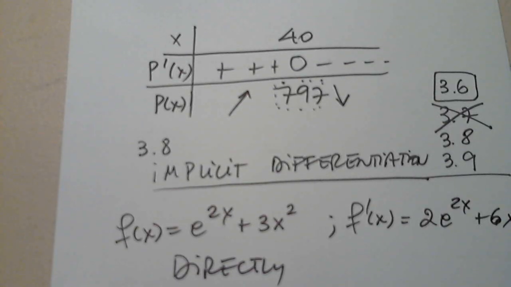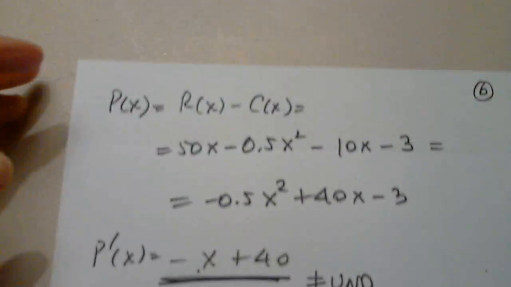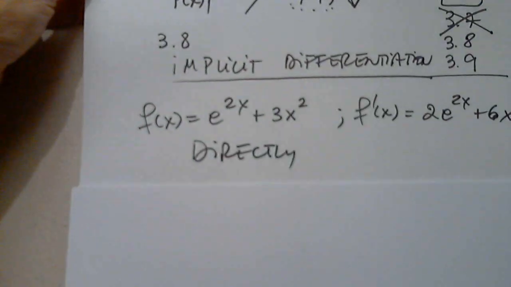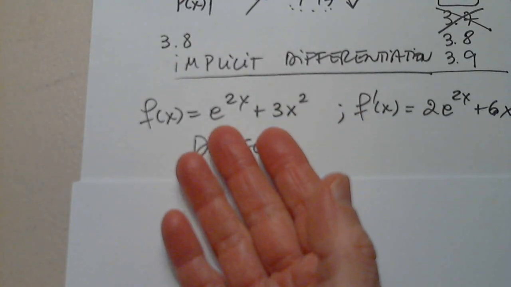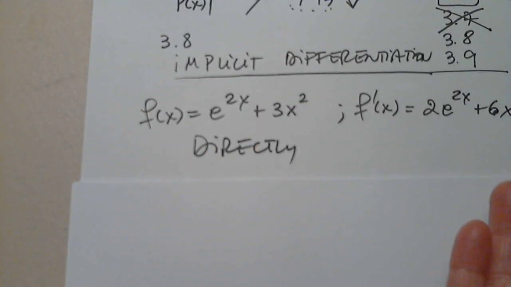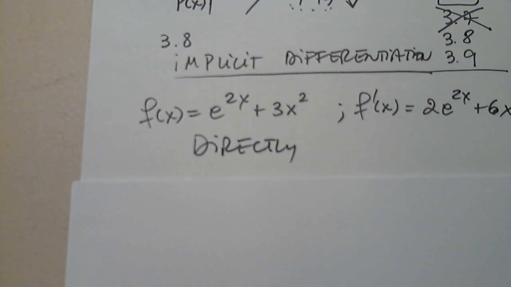The question is, what happens when I am given an equation and I cannot solve the equation for the function? Or the function, or y, is not a function. So this is easy. You gave me the function and you asked me find the derivative. And it took me a blink to come up with a derivative.